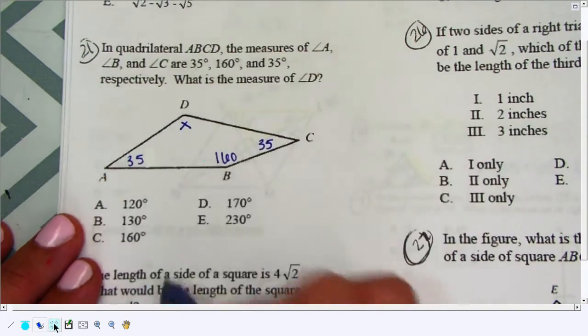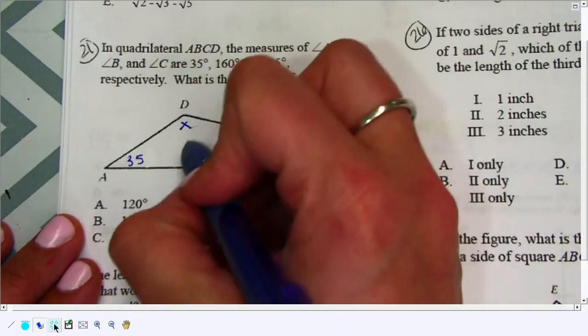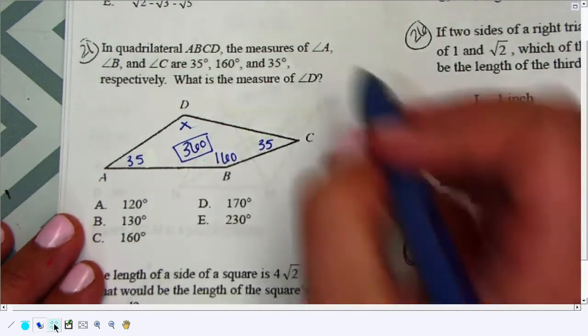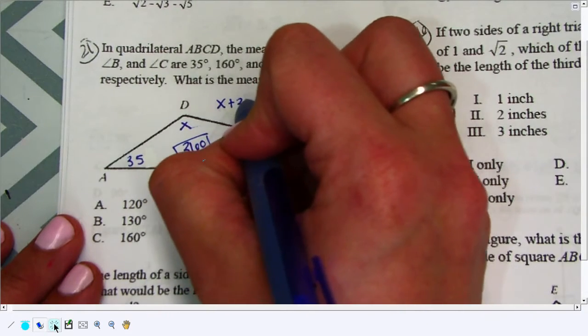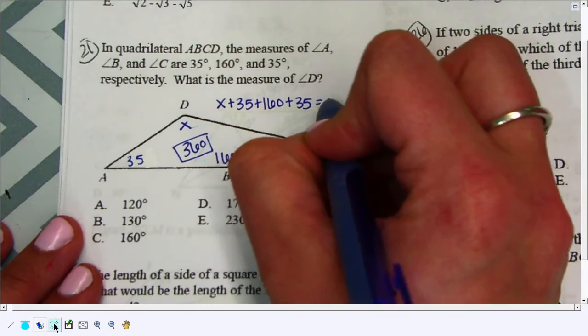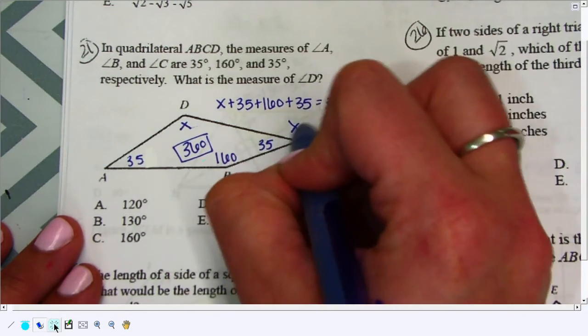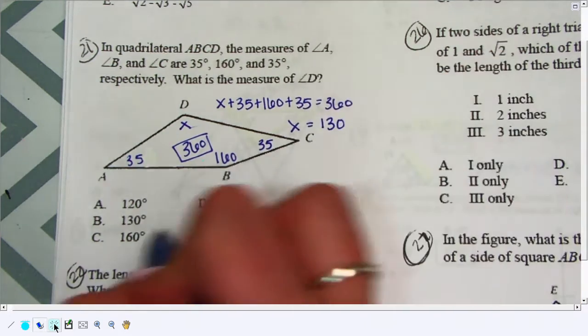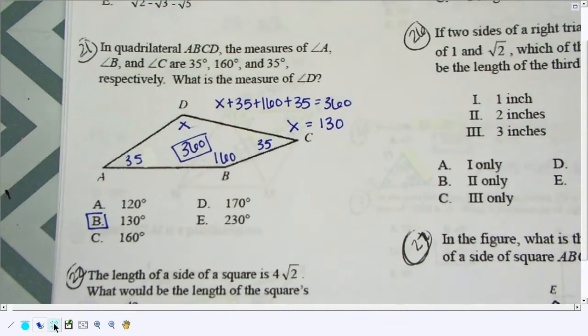So this is a quadrilateral. It has 4 sides, so that should let us know, hey, it adds up to 360. So I'm going to do X plus 35 plus 160 plus 35 equals 360. When you break it down and solve for X, you end up with an answer of 130, which is B. All quadrilaterals add to 360.